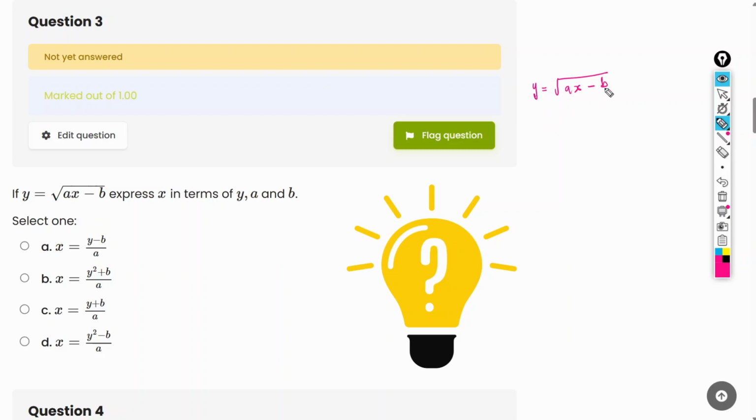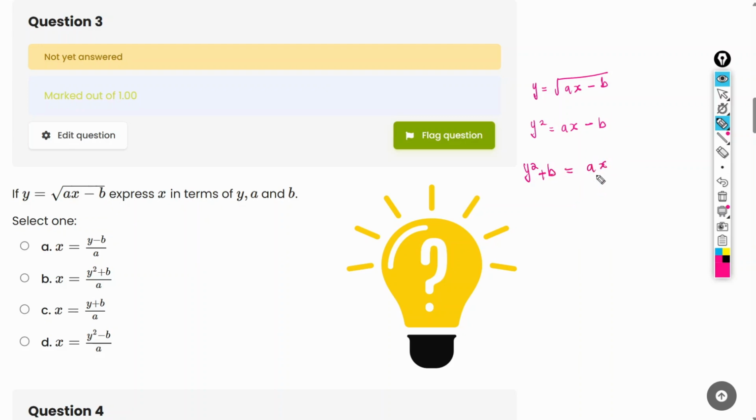Alright, so the first thing we need to take out from the right hand side, since we're trying to isolate x, is the square root sign. We'll do that by squaring both sides. So we're going to have y squared is equal to ax minus b. Next thing we'll do is we need to take out the minus b, so we'll have y squared plus b will be equal to ax.